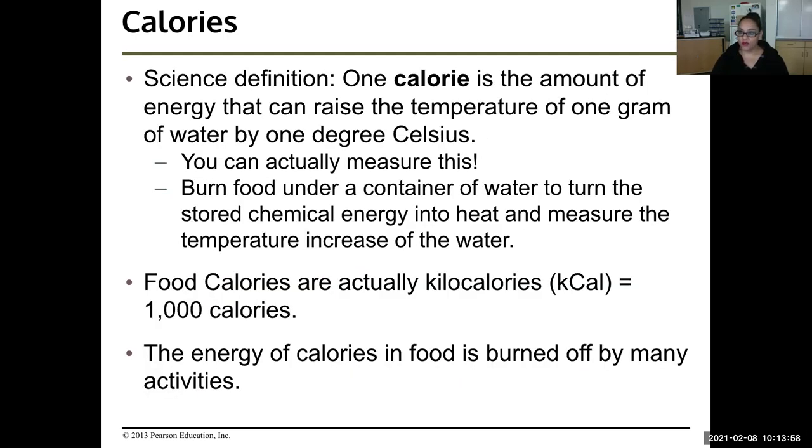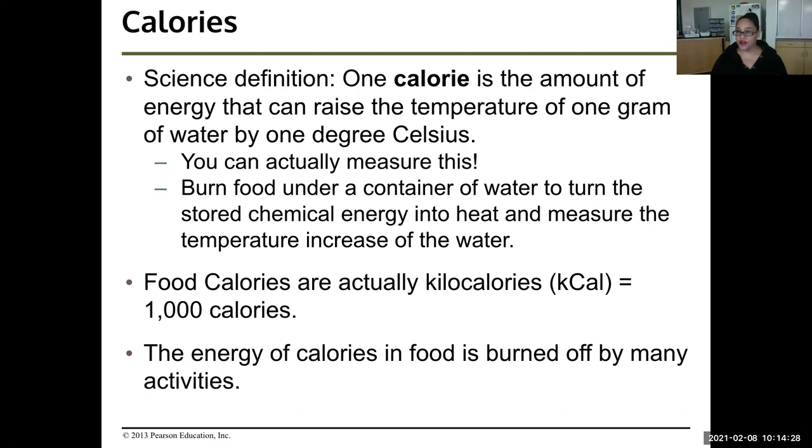Calories. We're going to talk about the science definition, not the food definition when you look on the label. The actual science definition: 1 calorie is the amount of energy that can raise the temperature of 1 gram of water by 1 degree Celsius. So you can actually measure this. You burn food under a container of water to turn the stored chemical energy into heat, and then you measure the temperature increase of the water.